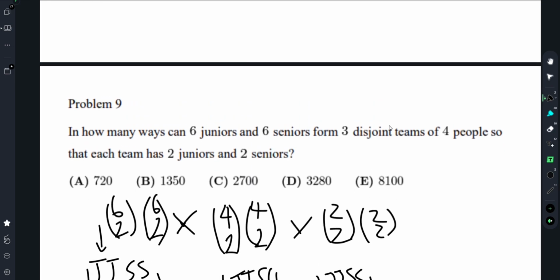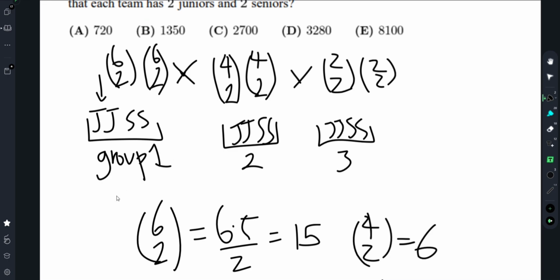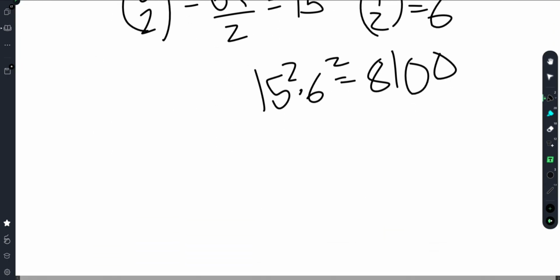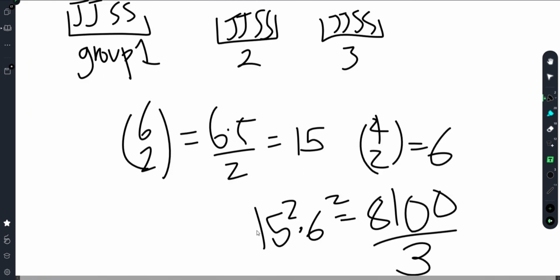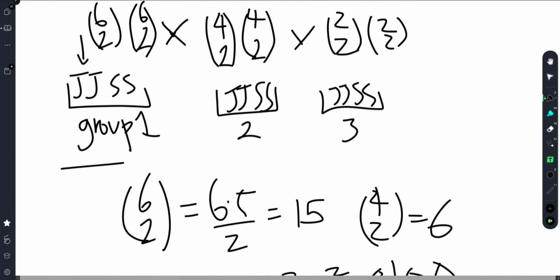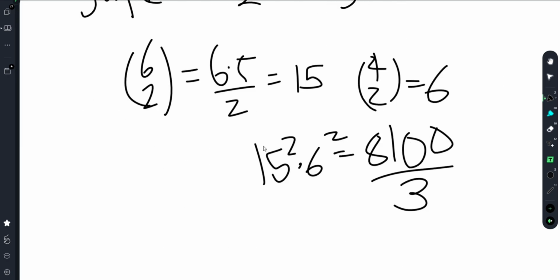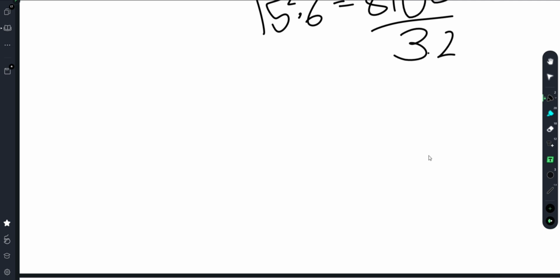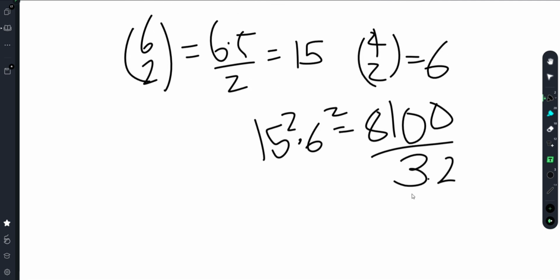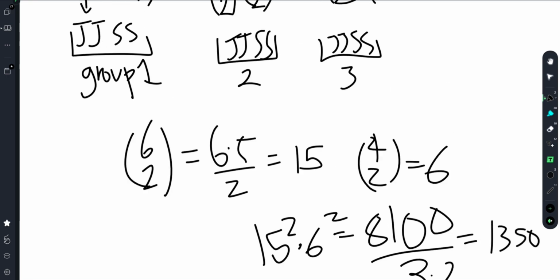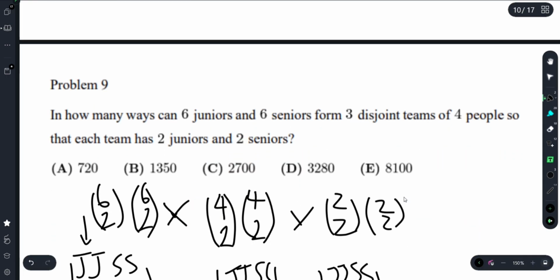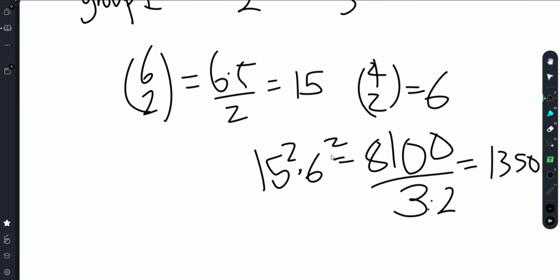Keep in mind, order doesn't matter. We don't have to choose group 1 first. We can choose group 2 first or group 3 first. So we divide by 3. So let's say we just choose group 1 first. Then we could choose group 3 and 2 instead of 2 and 3. So we have to divide by 2 again. Or we could just do it in one step and divide by 3 factorial. So this is just 1350. And yep, that's our answer for the question.